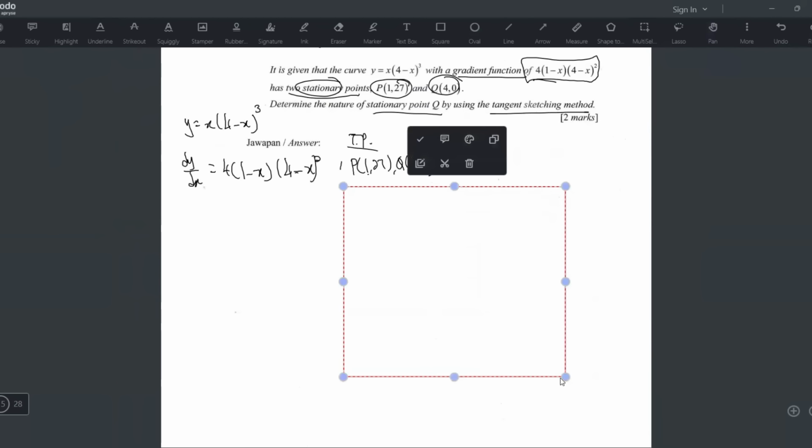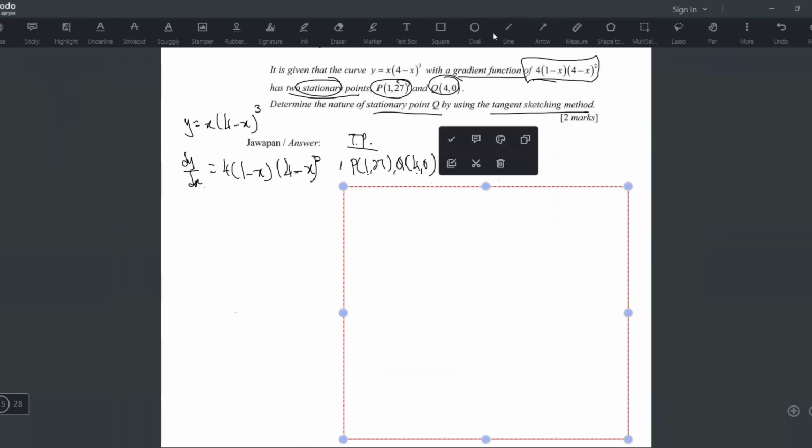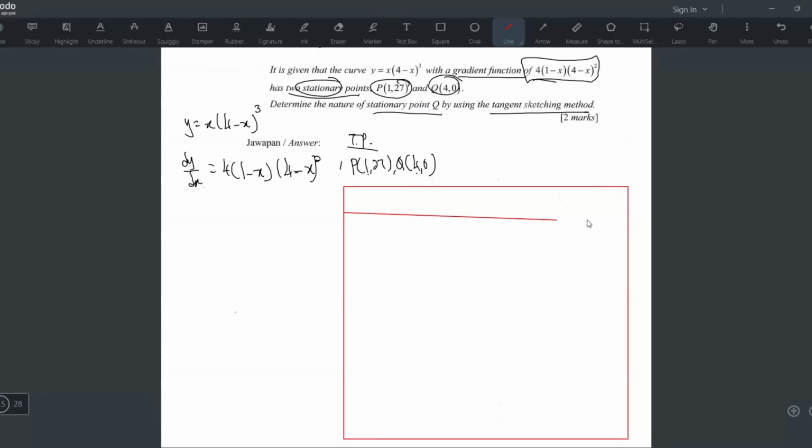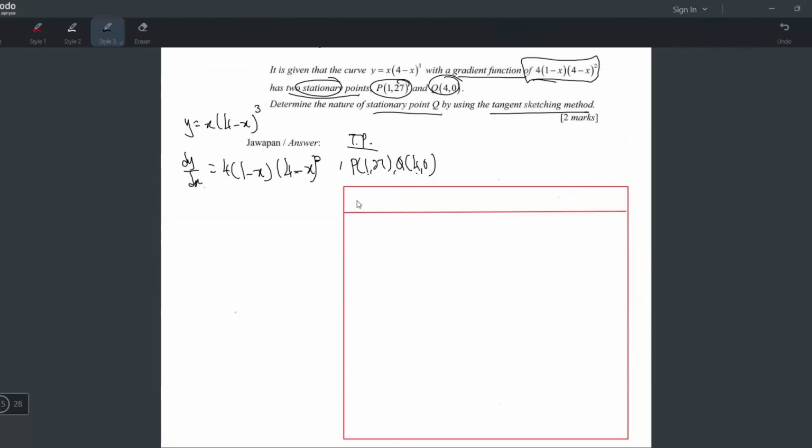For the first column, you have to write x. Second column, you have to find out the dy dx, or the gradient tangent. I'll just call it here the mt, gradient tangent. And then the next one, you have to write down the sign of mt, the sign of dy dx, whether it's positive or negative. After you know the sign, then you can know whether the line is going up or going down, right?